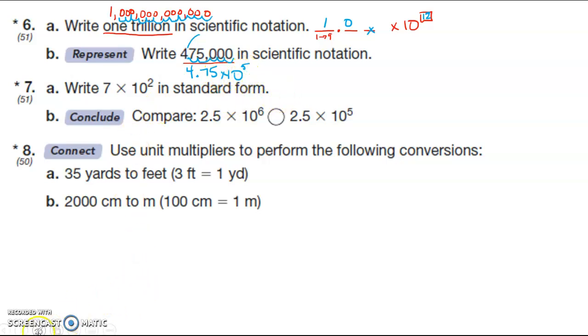Okay. Number 7. It says write 7 times 10 squared in standard form. So that's 7 times 10 times 10, which is 7 times 100, which is 700. Or you could take this and just add 2 zeros there, since there's nothing else behind the 7. And here you have 2.5 times 10 to the 6th and 2.5 times 10 to the 5th. So this is the same. However, this is 1 larger. So that's going to be the larger one. You can always write these out in standard form if that helps.